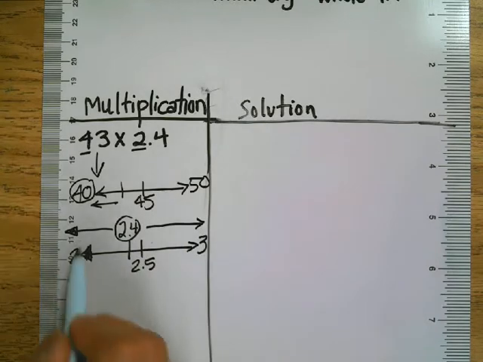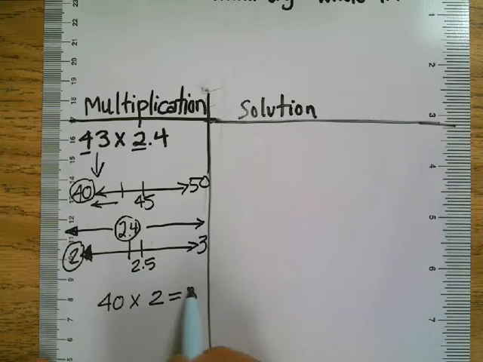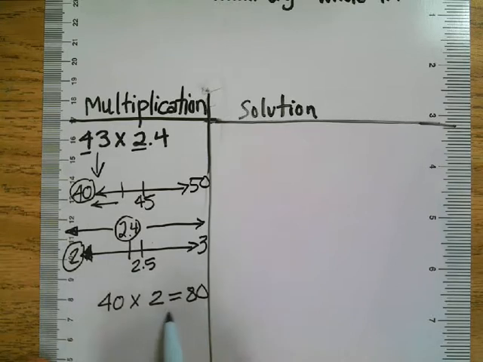So now we have 40 times 2, so the answer will be 80. So now we know that the answer for our multiplication problem will be around 80. Alright, now let's solve it here.